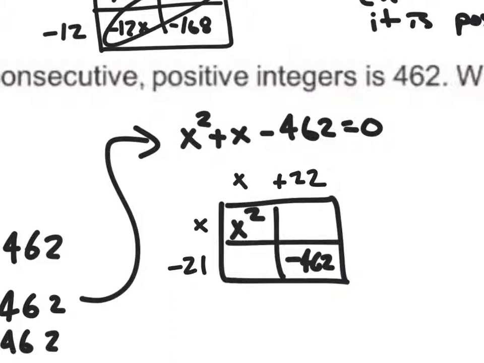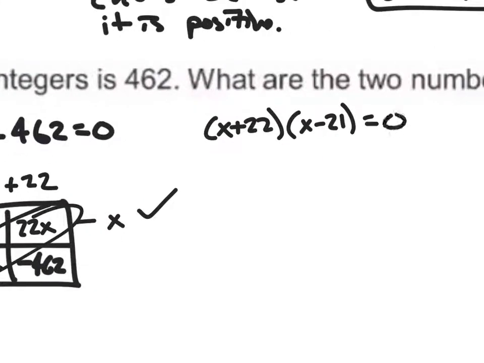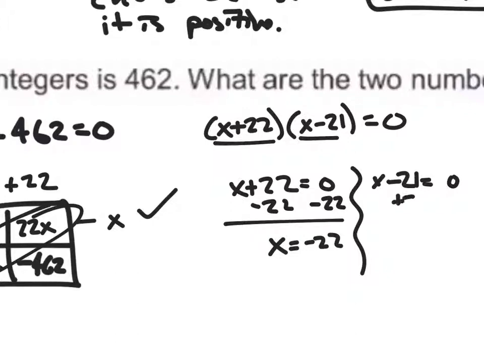So I've got negative 21 times x gives me negative 21x. And then 22 times x is going to give me 22x. Combine these as like terms, and that's going to give me just an x, which is what we're looking for, which is what we got. So now I can factor this to x plus 22 times x minus 21 and set each of these equal to 0. So x plus 22 equals 0, and x minus 21 equals 0. Solve for each of these, so subtract 22 from both sides, so I get x equals negative 22. Add 21 to both sides, so I get that x is equal to 21.